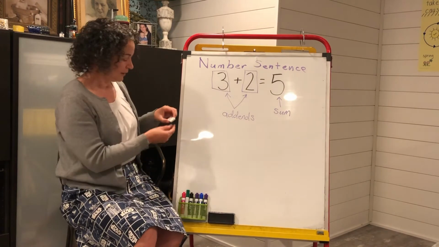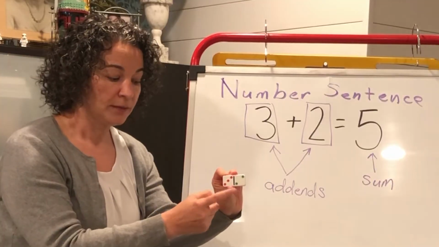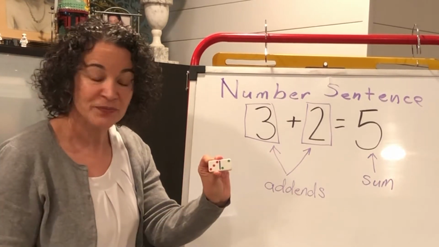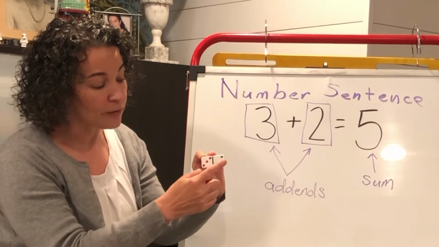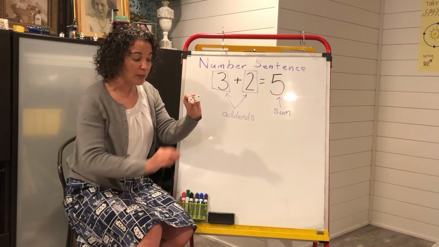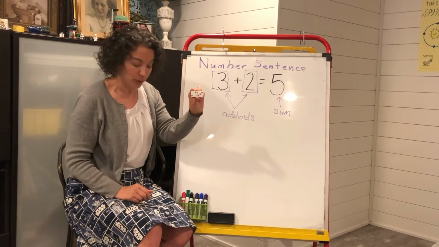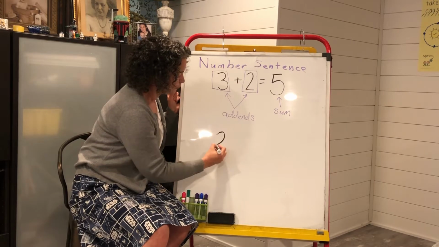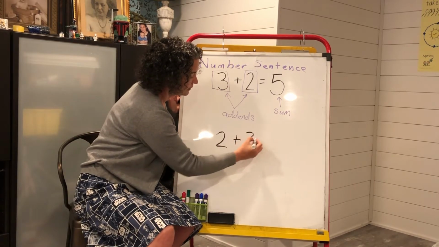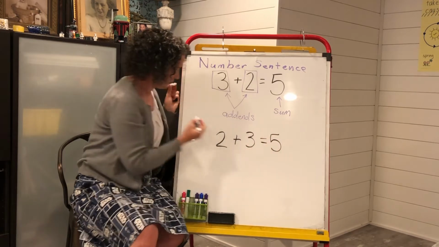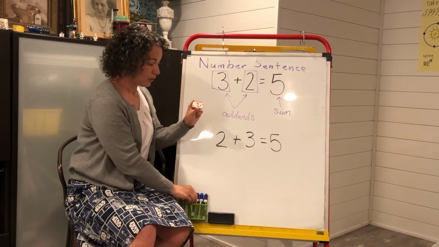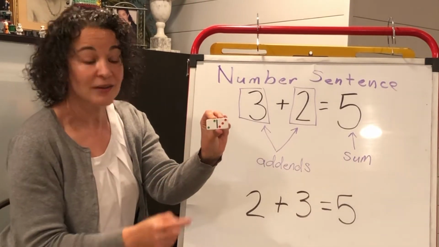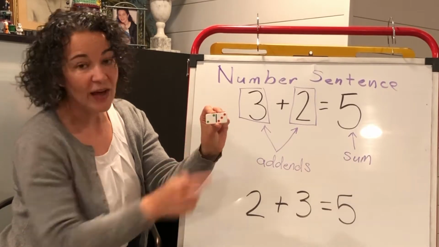So this domino shows 3 plus 2 equals 5. Count the dots. 1, 2, 3, 4, 5. Count it again. 1, 2, 3, 4, 5. Now, my friends, with the commutative property, I can turn my number sentence around. Let me write it up here turned around. 2 plus 3 equals 5. And let's use the domino to prove it. So ready, my friends? Let's count. 1, 2, 3, 4, 5. Count it again.